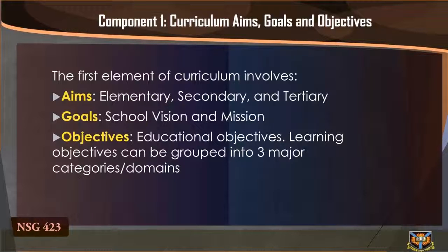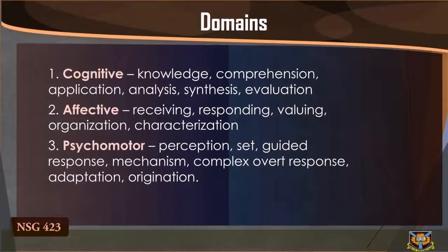Domains. Cognitive: knowledge, comprehension, application, analysis, synthesis, evaluation. Affective: receiving, responding, valuing, organization, characterization. Psychomotor: perception, set, guided response, mechanism, complex overt response, adaptation, origination.